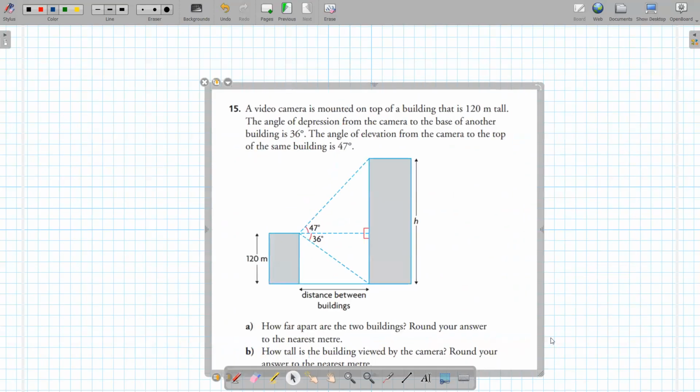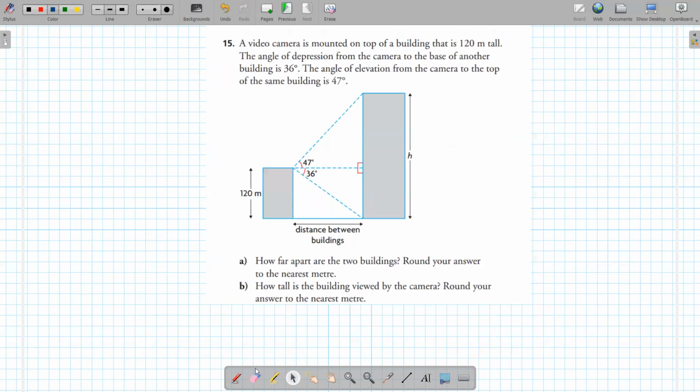For the next one, there is a video camera mounted to the top of the building. So I'm assuming the camera is right here. What is the question asking? The angle of depression and the angle of elevation is given. And the question is, what is this h, the height of the taller building?